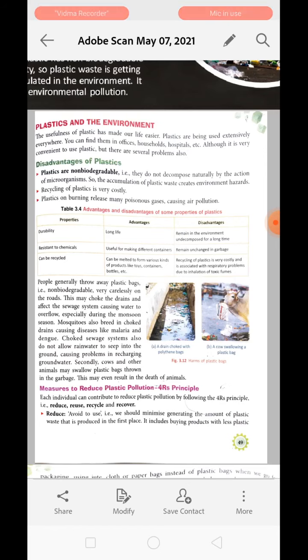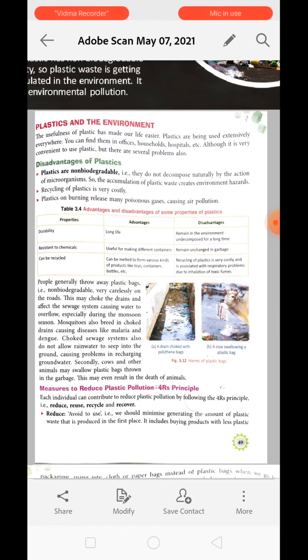It is used in electrical appliances, in daily necessities. When we go to buy some item from the shop, we use a plastic bag. The cover of a book also has a plastic coating. Plastic is used extensively everywhere. You can find it in offices, household things, hospitals, etc. Although it is very convenient to use, there are some problems with plastic.